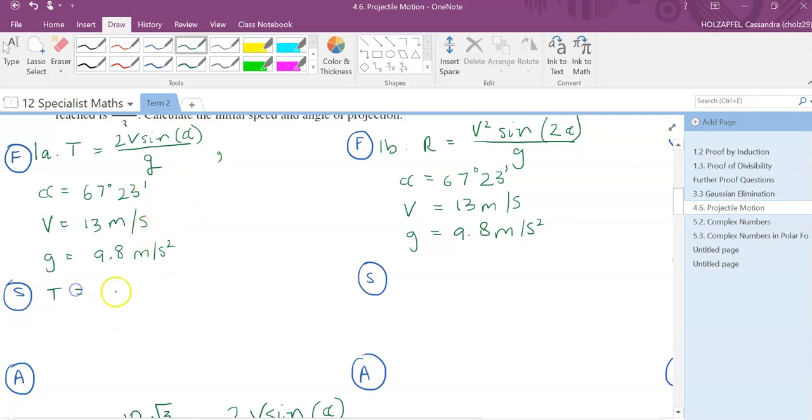So T is going to be equal to 2 lots of the velocity times the sine of the angle, 67 degrees and 23 minutes. Now there's a really easy way to do this in your scientific calculator. I haven't quite figured out how to do it in the graphics calculator yet, so I might have a play with that and see if I can get it to work.